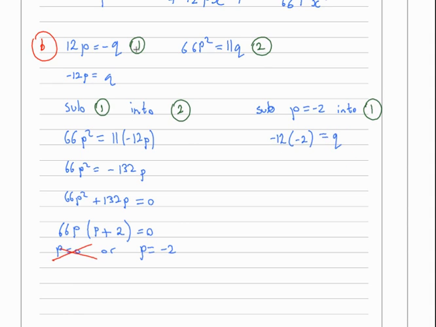I did say equation 1, but this is an extension of equation 1. That's fine. We also could have put it in this part here, but that's okay. It would give us the same result. Okay. So minus 12 times minus 2 gives you q, so 24. So therefore, the value of p is equal to minus 2, and the value of q is equal to 24.